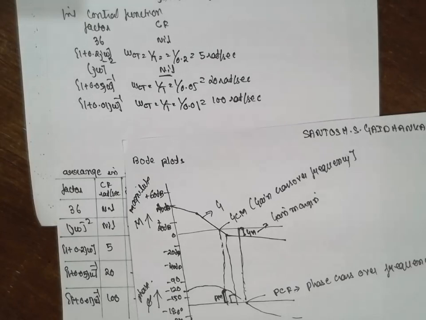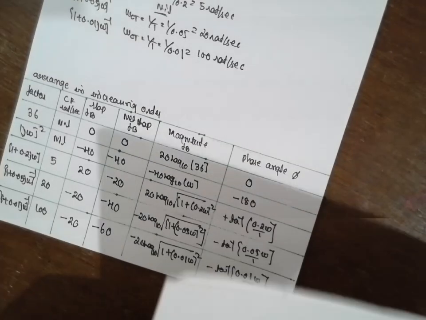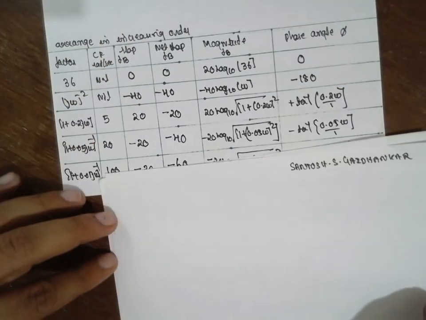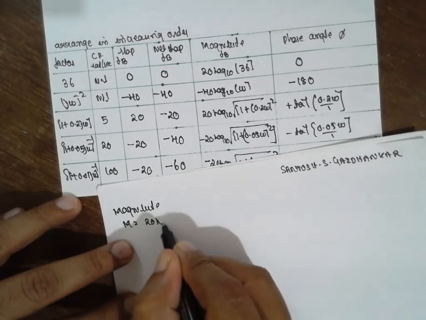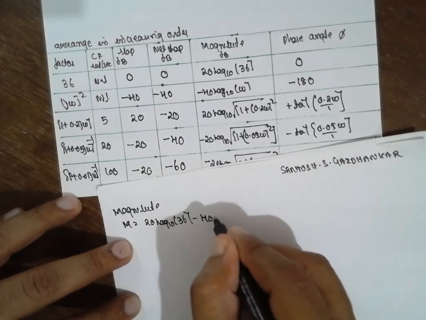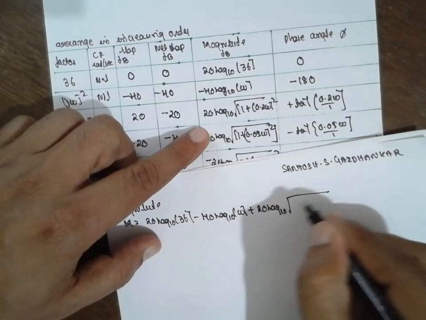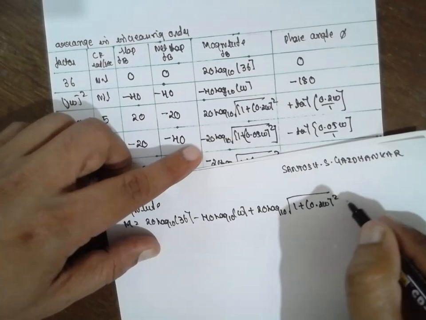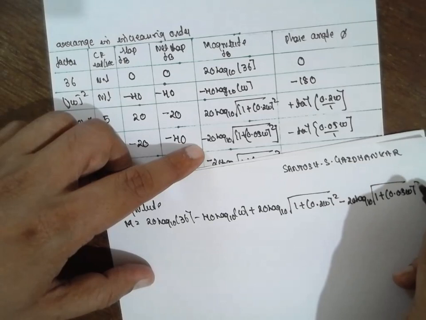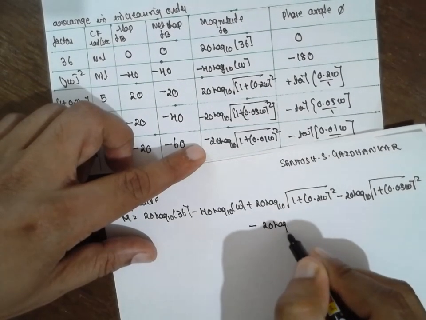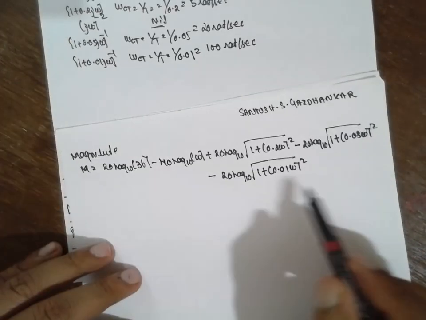90% of the problem is solved here. Next, just add the magnitude and phase angle. This is the magnitude. In this problem, I am not using any graph. The magnitude M is 20 log 36 minus 40 log omega plus 20 log root of 1 plus (0.2 omega) whole square, minus 20 log root of 1 plus (0.05 omega) whole square, minus 20 log root of 1 plus (0.01 omega) whole square.